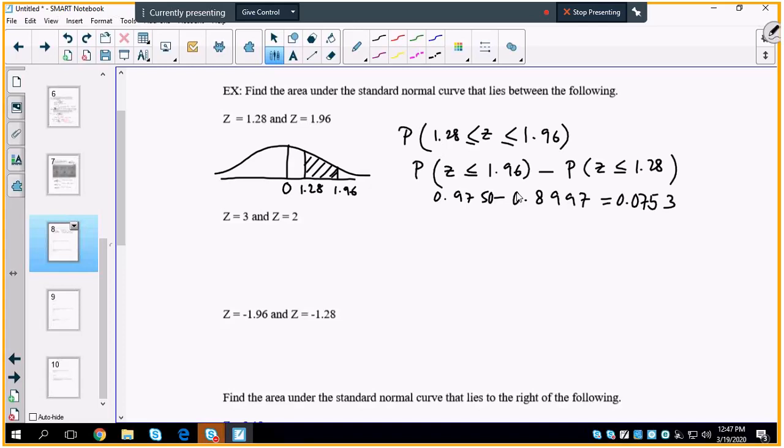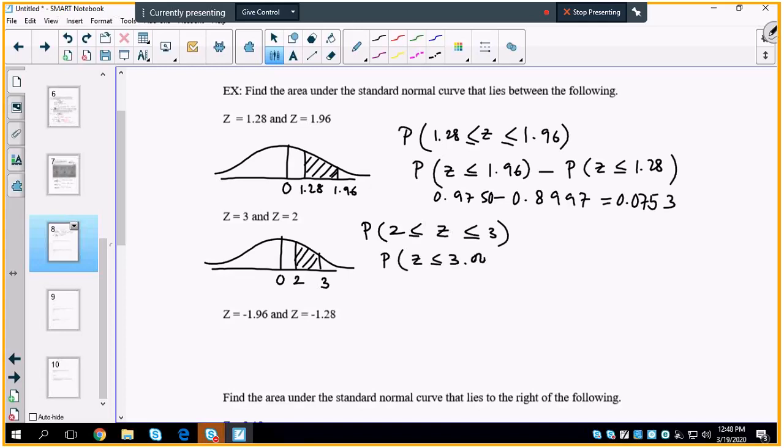Similar problem, I want the area between 2 and 3, or the probability. So the probability and the area, they're the same thing, between 2 and 3. So you will go ahead and first write it. You want probability 2 less equal to z less equal to 3. So that is probability z less equal to 3. I can say 3.00 if it helps. Minus probability z less equal to the lower value 2.00.